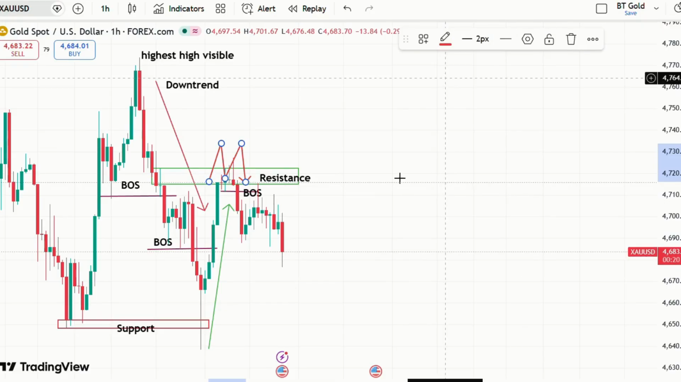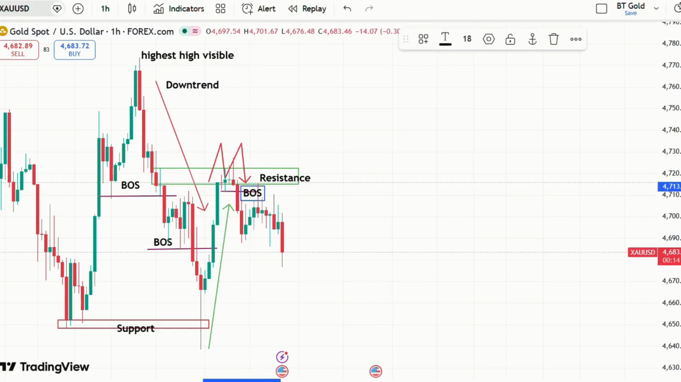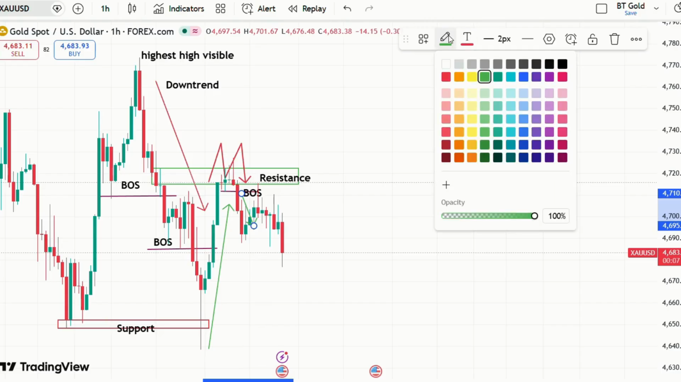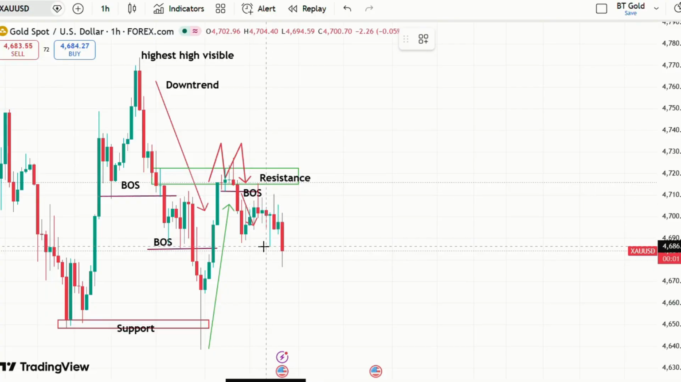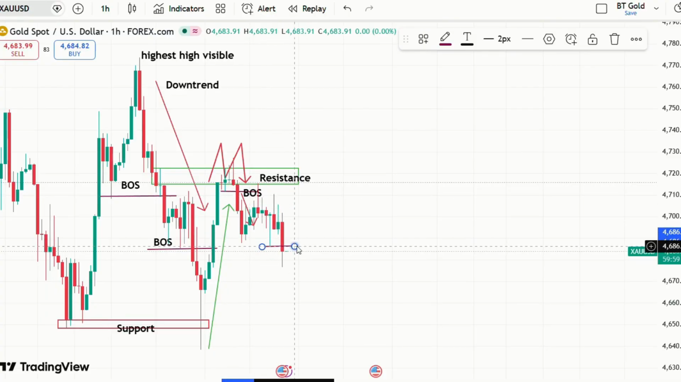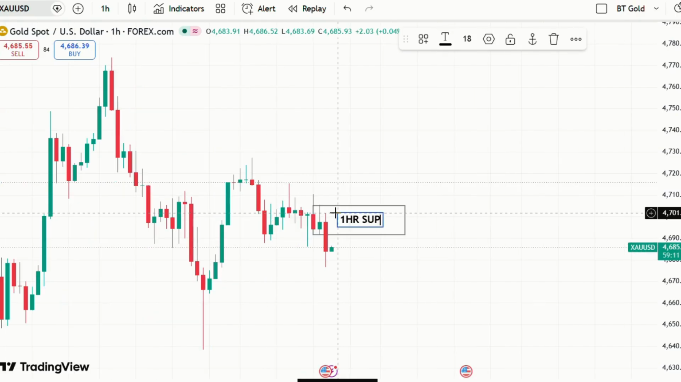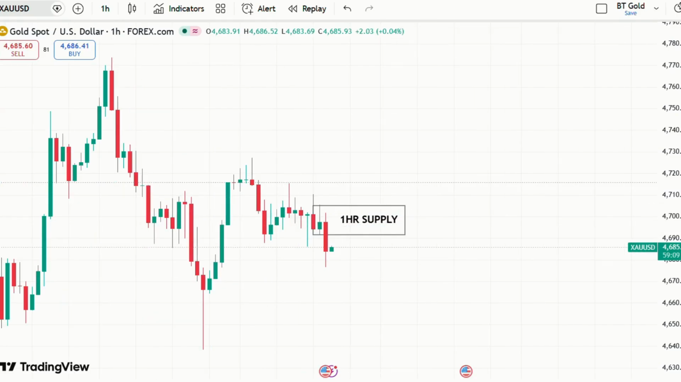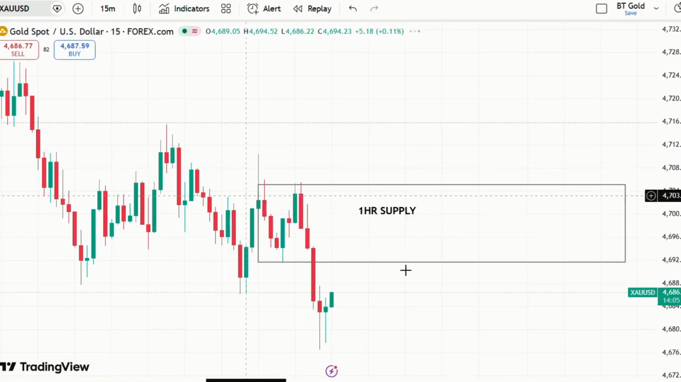I also want to make note of the fact that the last 1 hour candle was a red candle at closure. So that, along with the market structure, was letting us know that our bias was bearish. So we're practically looking for sells. The last thing I did on the hourly was to mark out the 1 hour supply zone. Then I scaled down to the 15 minutes time frame to mark my zone there as well. You can see I'm just highlighting the area.